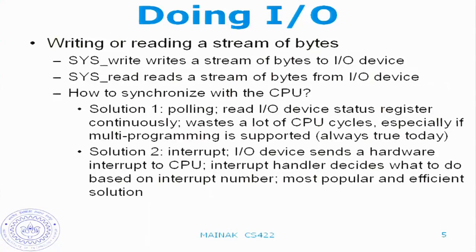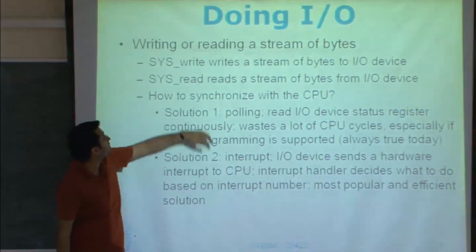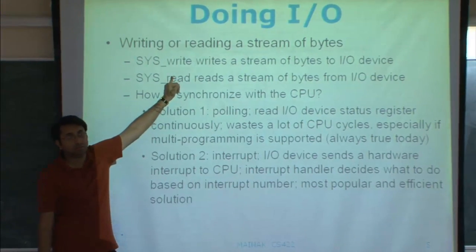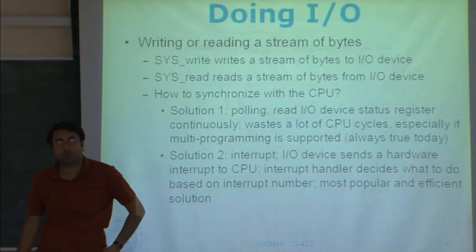So how do you write or read a stream of bytes? Usually the sys_write system call writes a stream of bytes to an IO device, and sys_read reads a stream of bytes from an IO device. For example, when you say scanf, at some point it gets transferred to a read system call from your standard input device, the standard input stream. Similarly, when you want to print something to your monitor, at some point that will be transferred to a write system call, which would write to video memory.